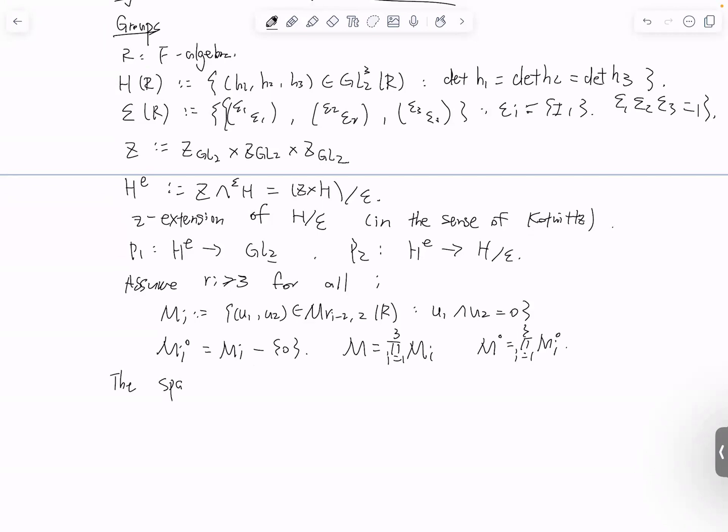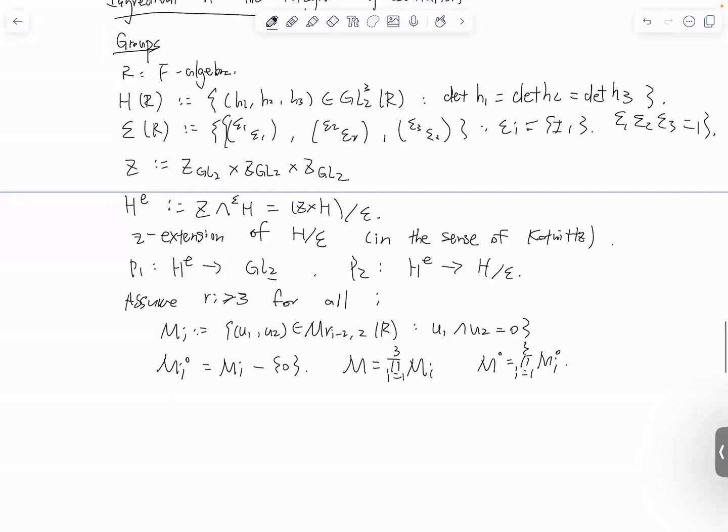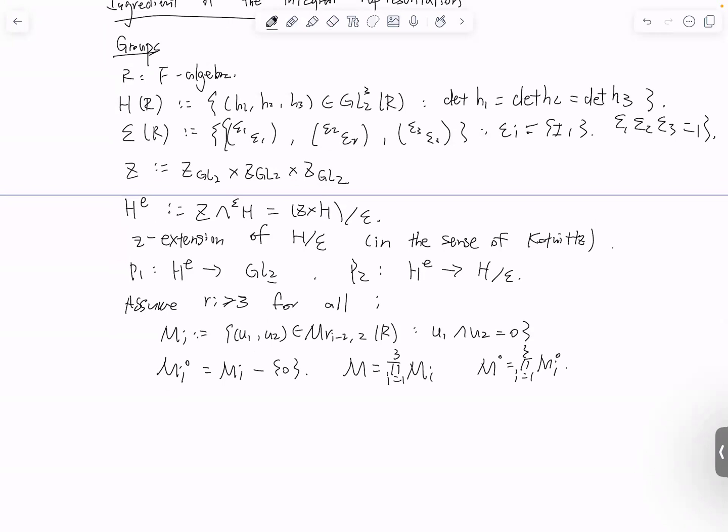Sorry, this map you want? The projection map. From and to where? To GL2. Which GL2? You have 3 copies. Yeah, the GL2, and I'm denoting the underline to be the 3 copies. So it's GL2 cross GL2 cross GL2.